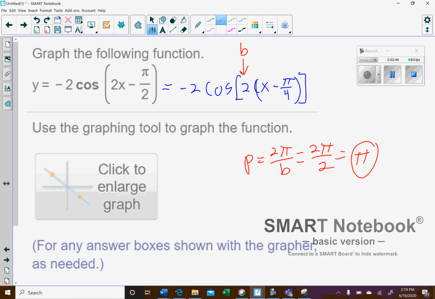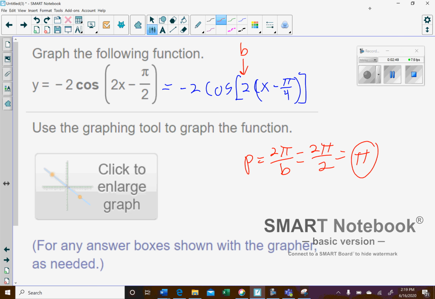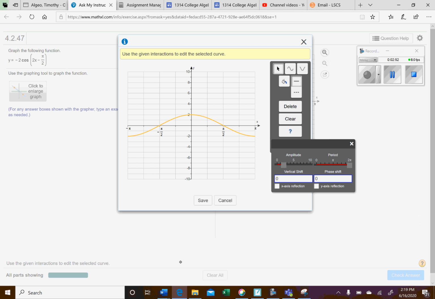So let's go back to the slide. Oops, wrong one. Let's see. Here we go. So the period's going to be pi, and the phase shift is going to be pi divided by 4. And let's see, that looks good. Okay, now there is a reflection across the x-axis because of the negative with the amplitude right there. So that's going to be a reflection across the x-axis, so we don't want to forget that.